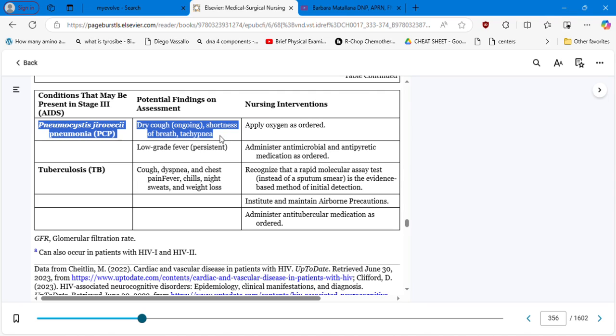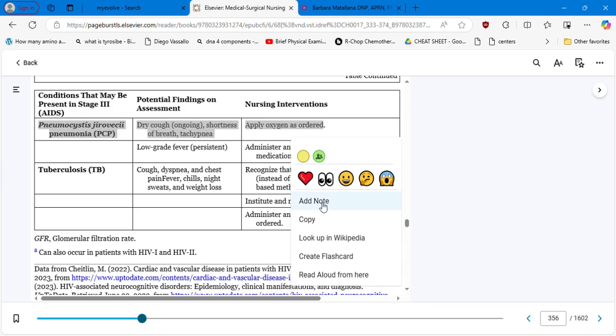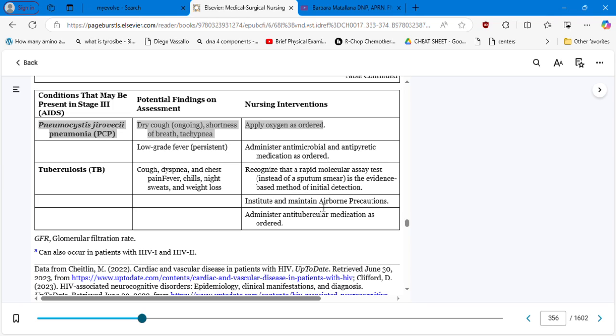Pneumocystis jirovecii pneumonia: apply oxygen. Well, in all types of pneumonia that is very important. The presentation is also going to include a low-grade fever, and you have to administer antimicrobial and antipyretic medication as ordered. Basically, you have to support the symptoms and treat them, right?